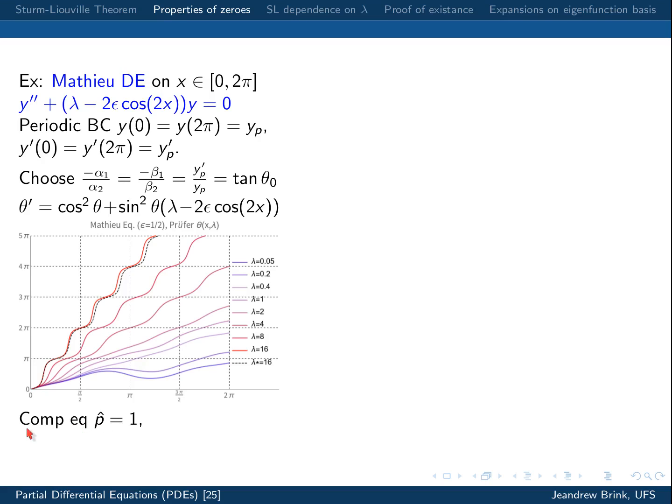In fact, that comparison function we constructed, I'm now just going to do it for this particular example. Remember, for the comparison function, we looked for constants that were the maximum to capture the extreme behavior of theta prime. And here we would construct the constants in this way. We just have p hat equals 1, and q hat equals lambda a minus 2 epsilon, which would be kappa squared.